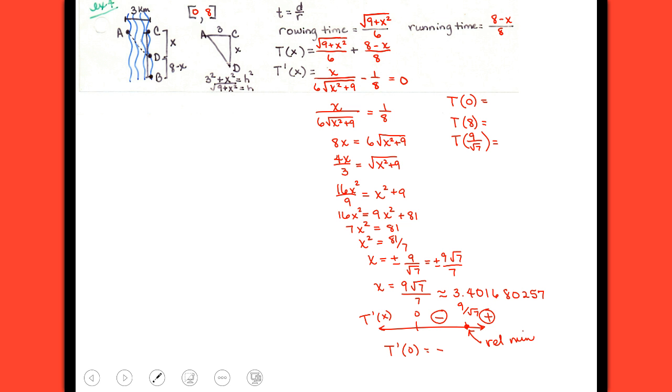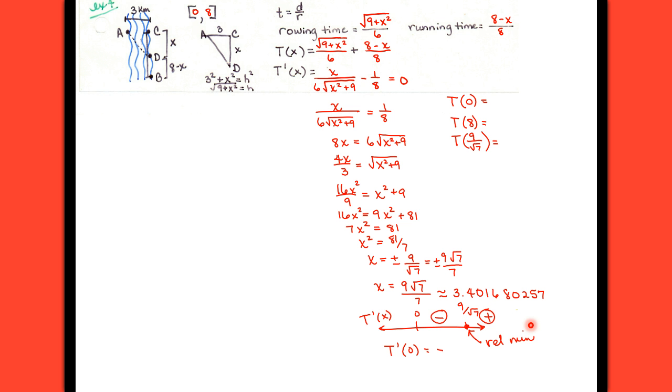We're not justifying here, but just a reminder for the AP exam: if they say justify your answer for the relative minimum, you're going to say that for the values less than 9 over the square root of 7, your derivative was negative, and for the values greater than 9 over the square root of 7, your derivative was positive. Therefore, you have a relative minimum at 9 over the square root of 7.